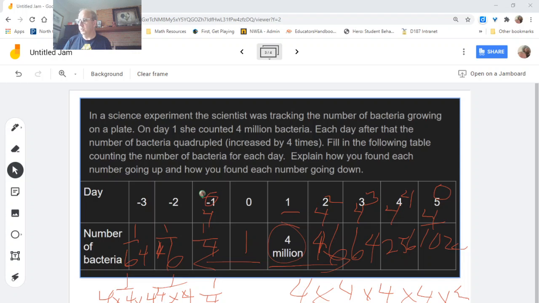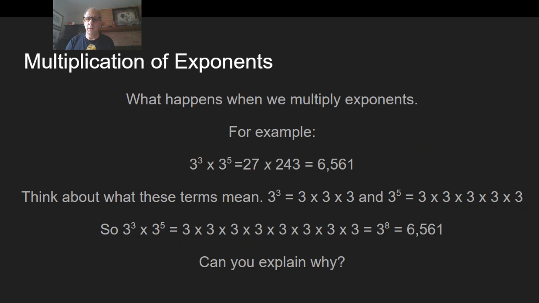We're going to learn about negative exponents in a little bit, but how did we get the numbers is important on this one, right? How do you know you got each number going down? You divided by 4. How did you get each number going up? You multiplied by 4. And so today's lesson, we're going to learn about what happens when we take those exponents we just learned about and multiply them.